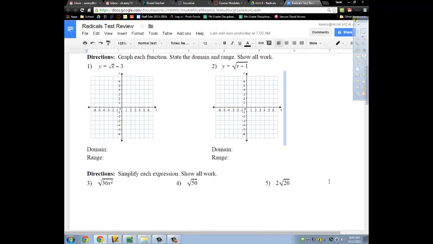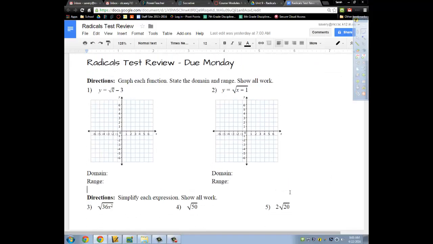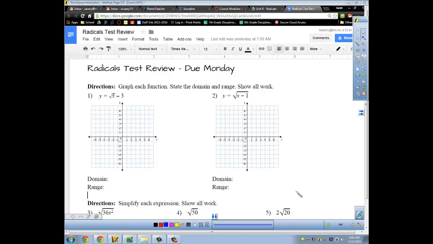Hey, so I wanted to go over the test review for those of you who won't be able to see us go through it. So start off with number one and number two. We're just graphing them. So I like to make a t-chart for this.